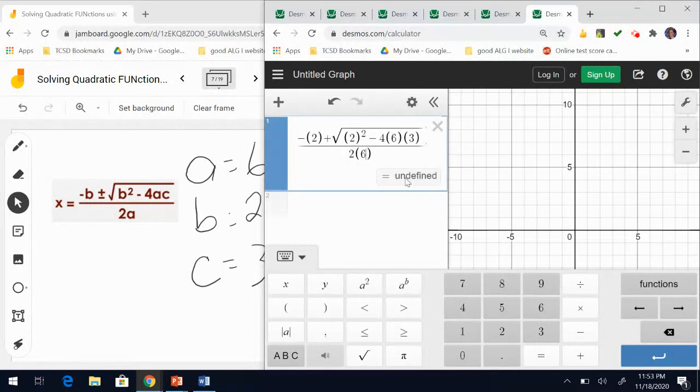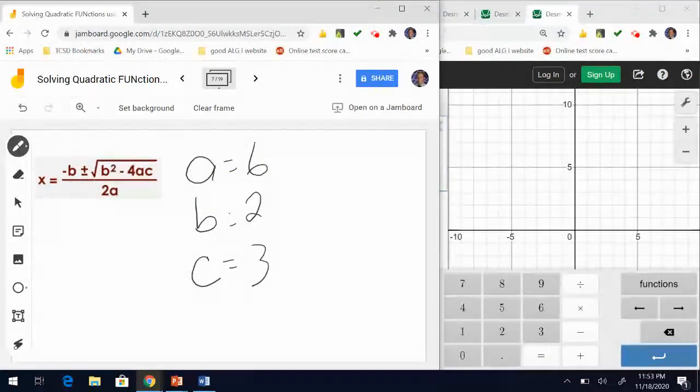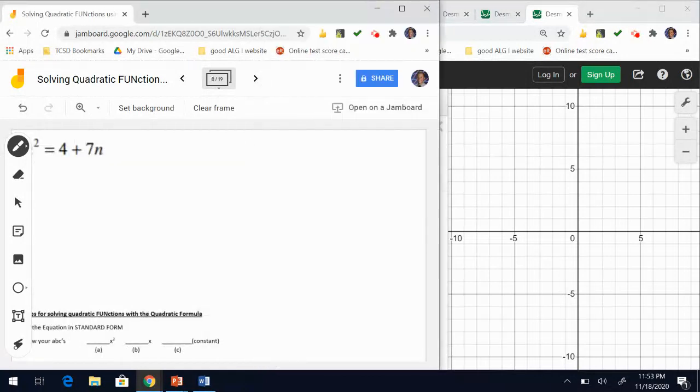And it says it's undefined. Ooh, what does that mean? That's a good thing. That means there's no solutions because it doesn't touch the x-axis. So that undefined means that there's going to be a negative underneath the radical. And if you recall, we can't take the square root of a negative value because no number times itself will ever get you a negative, because a negative times a negative is a positive, and a positive times a positive is a positive. So with that being said, we're done with this problem. Kind of nice, right? What do we do here?